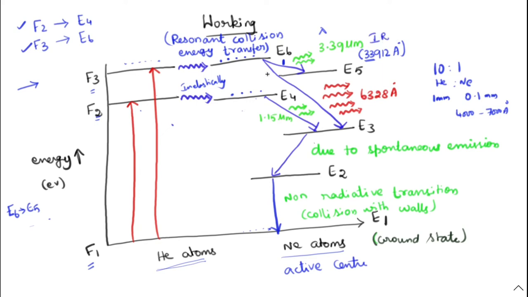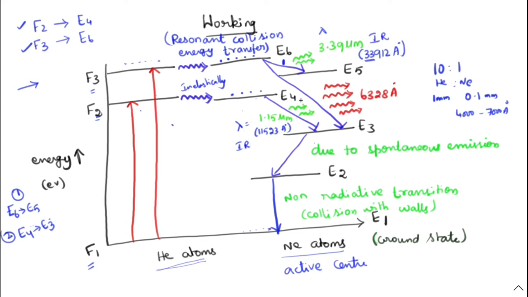So E6 to E5, when the atom takes the transition, it produces the wavelength of 3.39 micrometer or 33,912 angstroms, which lies in the IR region of radiation, right? This is the first transition. And the second transition is, listen carefully, E4 to E3. Okay, what is the second transition? E4 to E3. During this time also, same thing here. It produces the wavelength of 1.15 micrometer, or otherwise we can write 11523 angstroms. So it is around 11,000 angstroms, which also lies in the infrared region. This is the second transition.